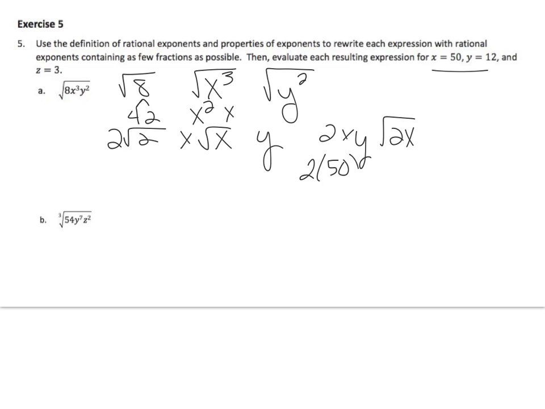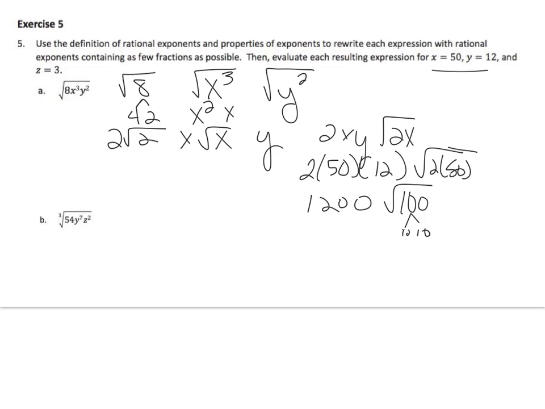Okay, now we're going to replace it with numbers. 2 times 50 times 12 times the square root of 2 times 50. 2 times 50 is 100 times 12 is 1200. Square root of 100. 100 is a perfect square because it breaks into 10 times 10. So this gives me 12,000 as an answer. Cool.